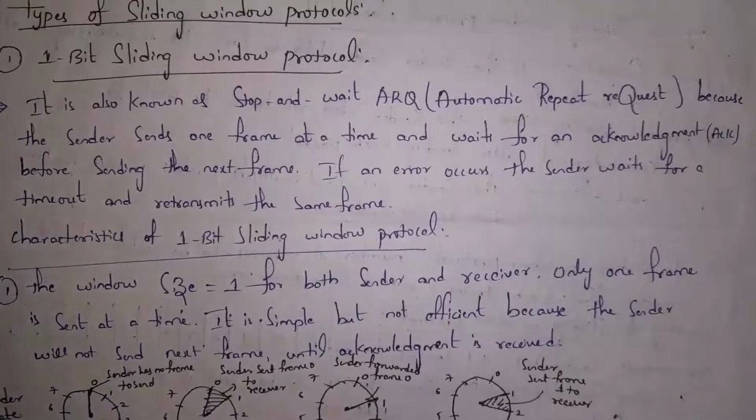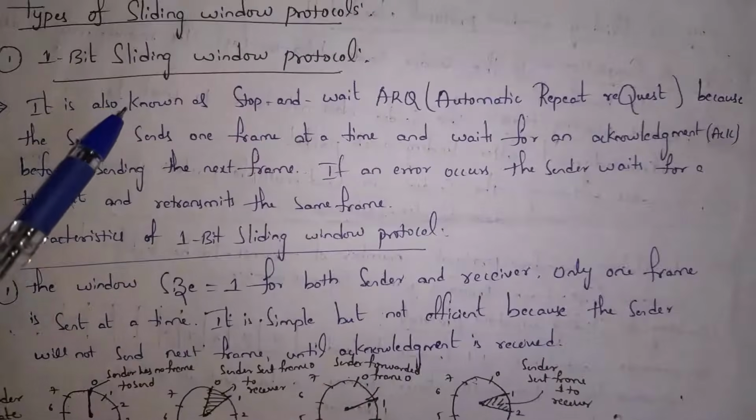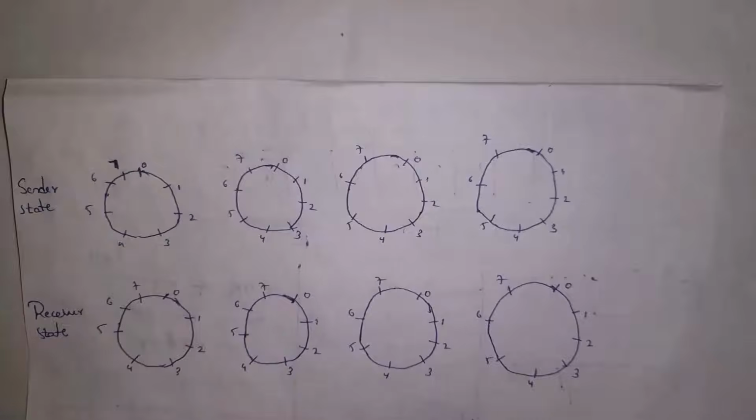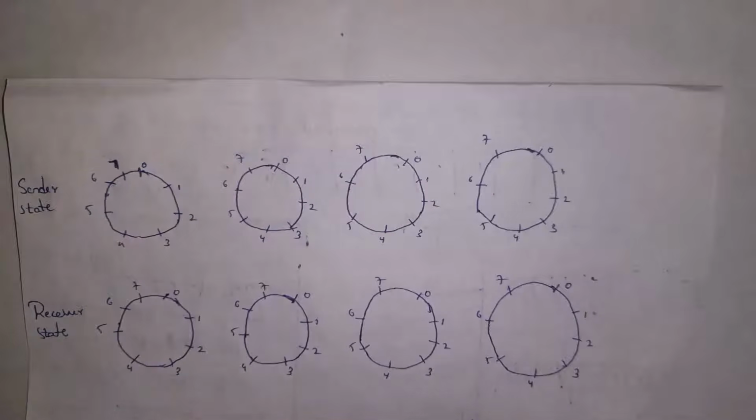I will explain the one-bit sliding window protocol with an example. As we can send only 1 bit, that is, we can send only one frame at a time, that is why we call it the one-bit sliding window protocol. So here the window size is only 1. This is an example. The sender wants to send a total of 8 frames from 0 to 7, and the sender can send only one frame at a time. Only after getting acknowledgement, the sender can send the next frame.